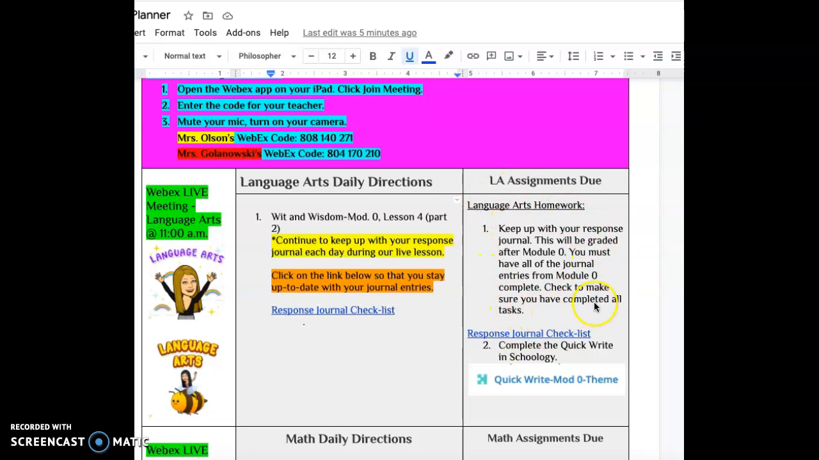Make sure you understand that you are going to turn in that Mod 0 journal. And that response journal is part of your grade. So we're going to make sure that you're keeping up with that journal each day.